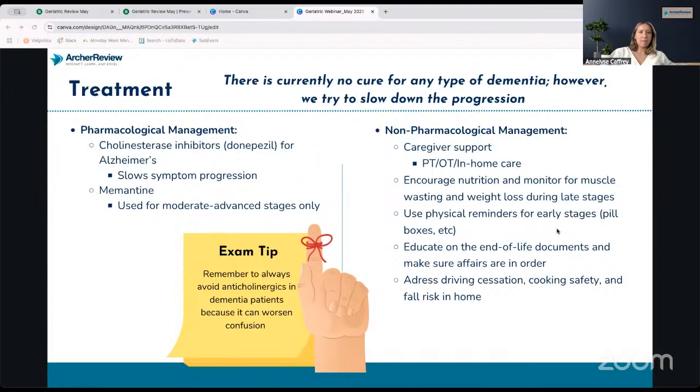The other thing as far as treatment goes, this is something to avoid, not a treatment. Anticholinergics. You never prescribe an anticholinergic for someone with dementia or someone with mild cognitive impairment, because it has been shown in studies to worsen dementia. That anticholinergic effect can make it a lot worse, actually. So we definitely don't want to be prescribing that. Non-pharmacologic management is going to be the best thing that we can do as an APRN.